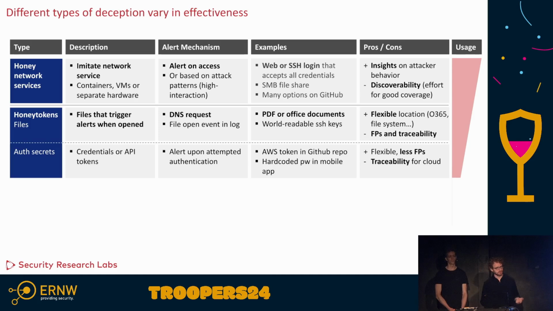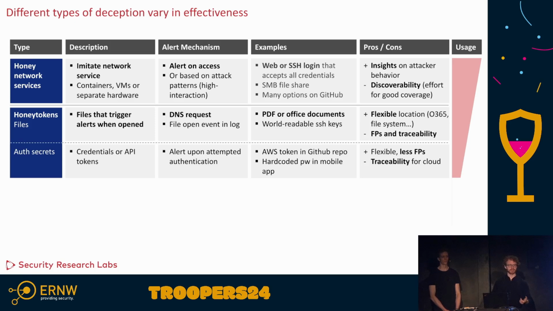In this case, we would also recommend honey tokens. We split them up into honey files and authentication secrets. Files are, for example, Office documents or PDFs you place in your network, and when you open them, they trigger a DNS request, so you know someone opened the file. They are a bit more prone to false positives because also normal users can find these on a file share and open them.